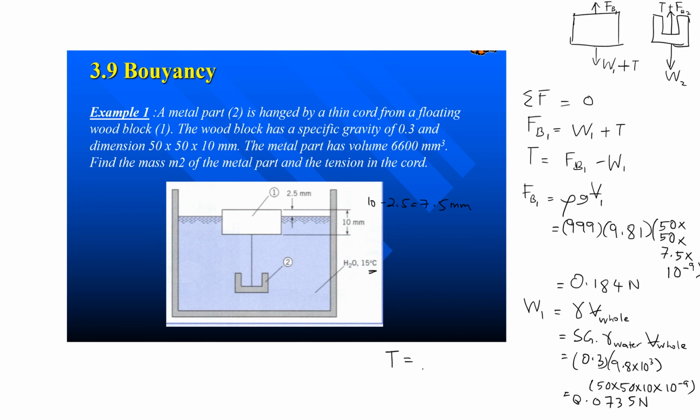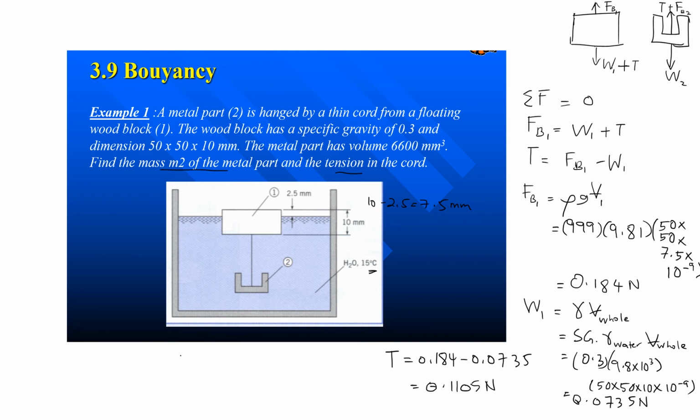Therefore we use back this equation: tension is equal to 0.184 minus 0.0735. The answer should be 0.1105 Newton. This is for the tension, and then the question asks for the mass of the metal part. So I find the weight first, then later we find the mass.